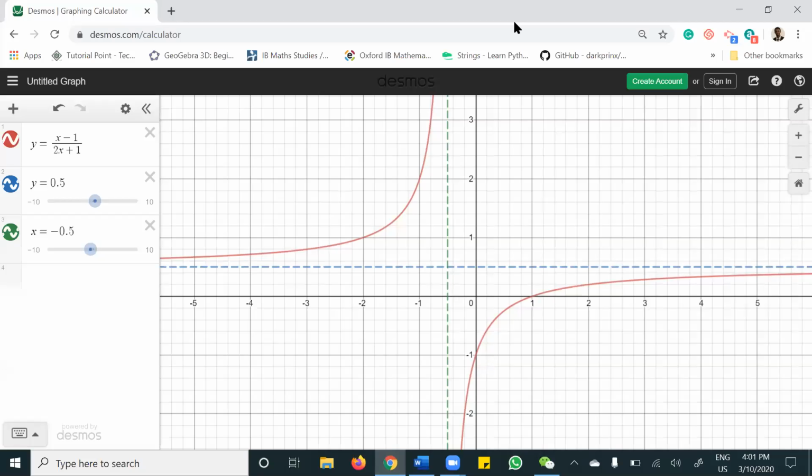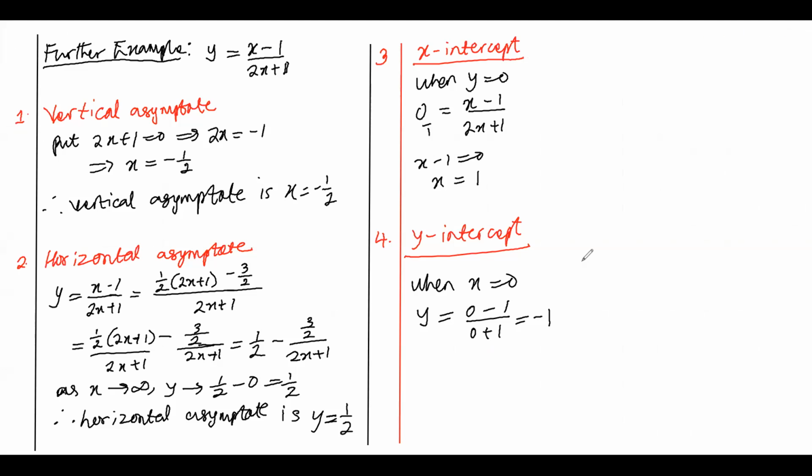Questions, class? No? All right, so I will send you a screenshot of these functions. You can ignore the instruction and just try to find the vertical and horizontal asymptotes on your own, okay? Of course, the instruction will be different, so you just find the vertical and horizontal asymptotes. I'm sending you a screenshot of that now.